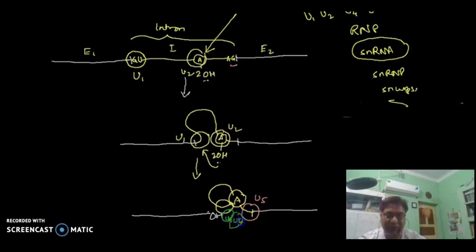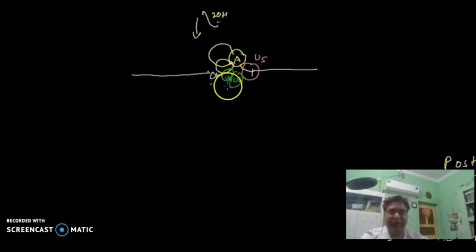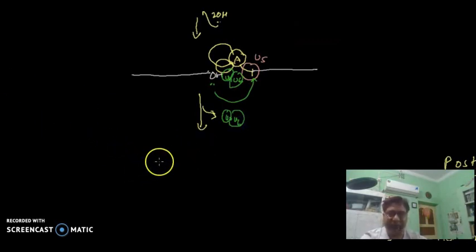U4, U6. Then what happens? This hydroxyl group, the lone pair of it, makes a nucleophilic attack on the 3' end of the intron over here. And in the next step, U4 and U6 are released, and this intron forms a branch lariat like structure.